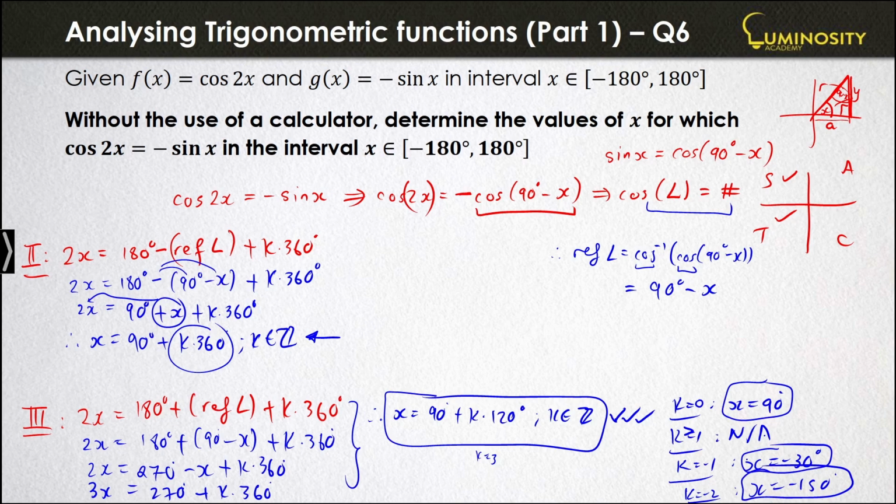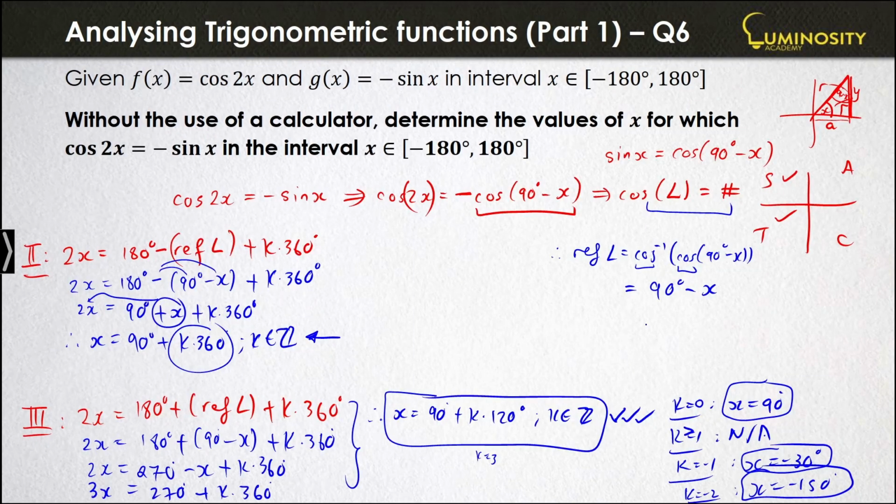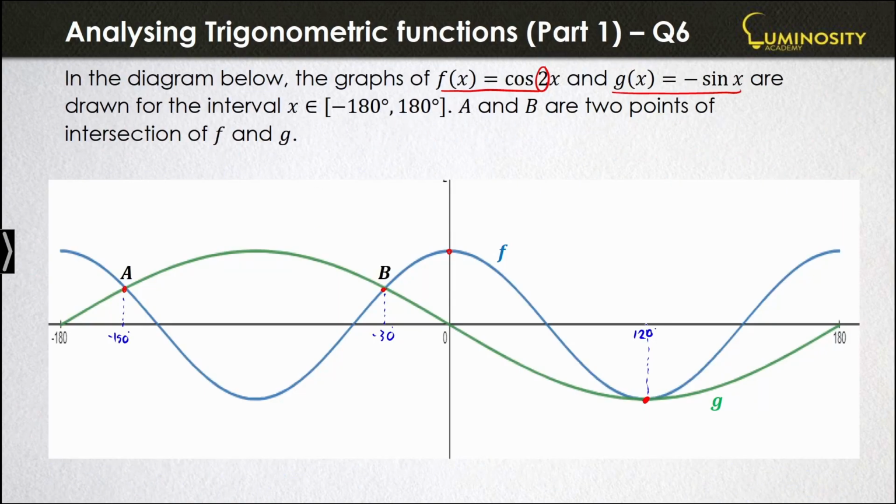Okay, so let's go ahead and check if that makes sense. So negative 150, negative 30, and 90 degrees. Negative 150 will be here. Negative 30 would be over here. And the other one was, no, not 120 degrees, sorry, 90 degrees, that would be here. Okay, so those would be the 3 points of intersection, right? And you can see that for A and B, we've actually found the x coordinates.